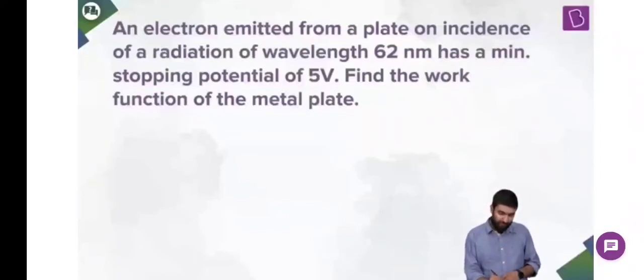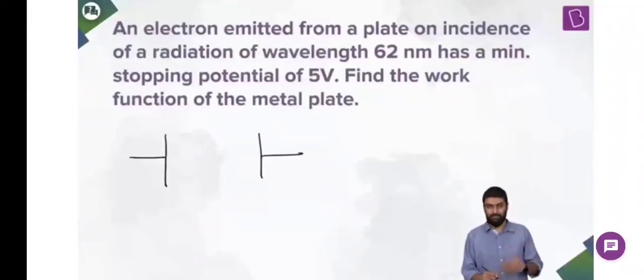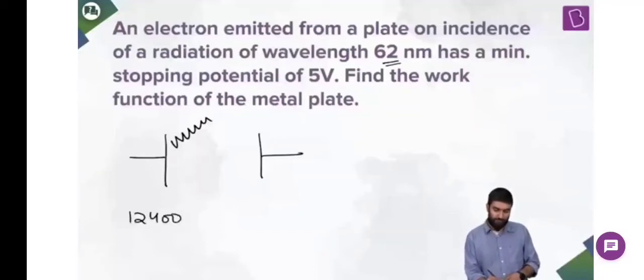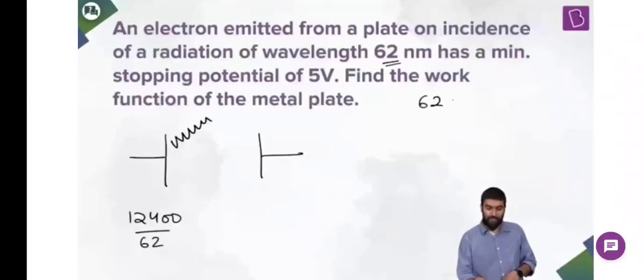So what do we have? We have essentially a metal plate, 2 metal plates actually, and we have essentially a radiation over here. Now we see that 62 is actually a multiple of 124. So I can easily put this value here, but is this correct? No, because this is nanometer. What do I have to do? If this is 62 nanometers, this is essentially equal to what?